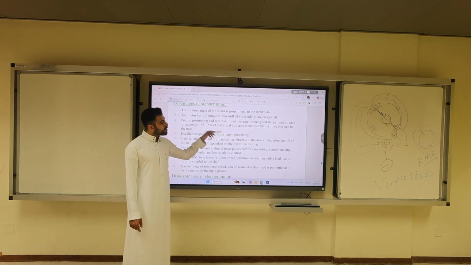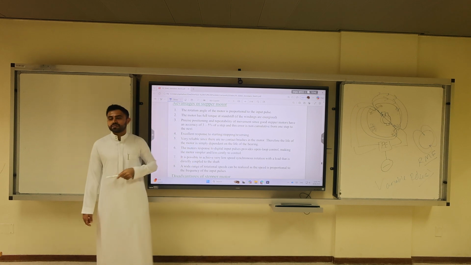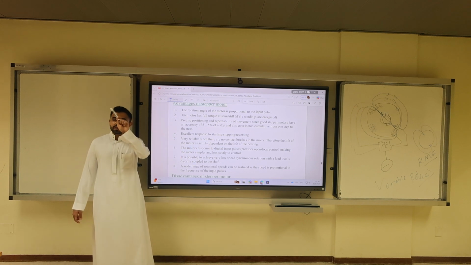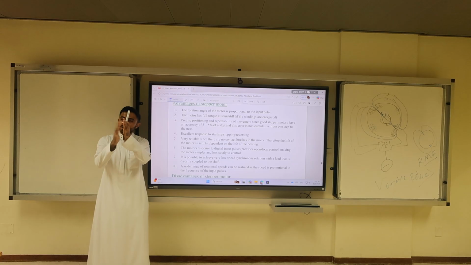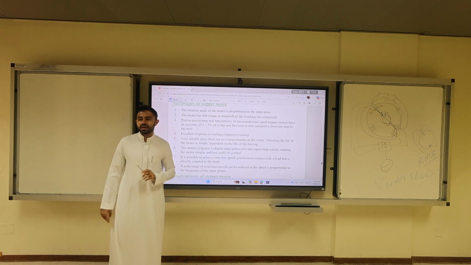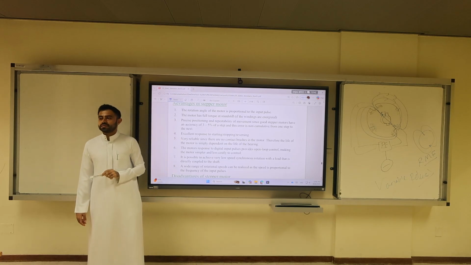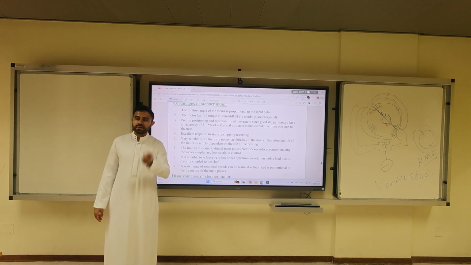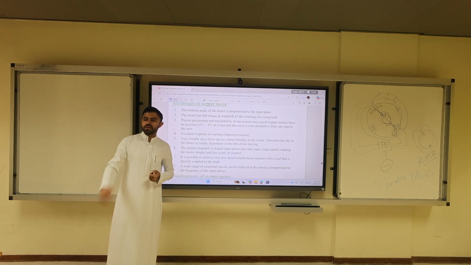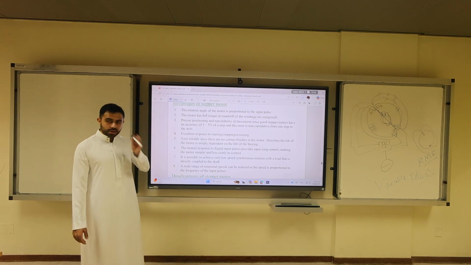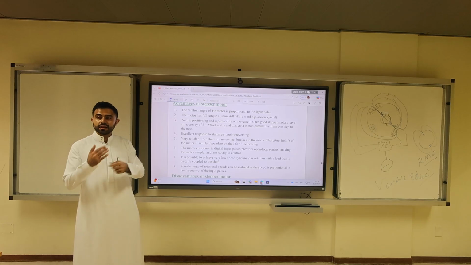Precise positioning, repeatability of the movement, since good stepper motors have accuracy of 3 to 5% of a step, and this error is non-accumulative. If it misses this alignment, usually this does not propagate to the next alignment. That's why watches are precise, but they become not precise after 3-4 months. So there is error, but it's not accumulative.